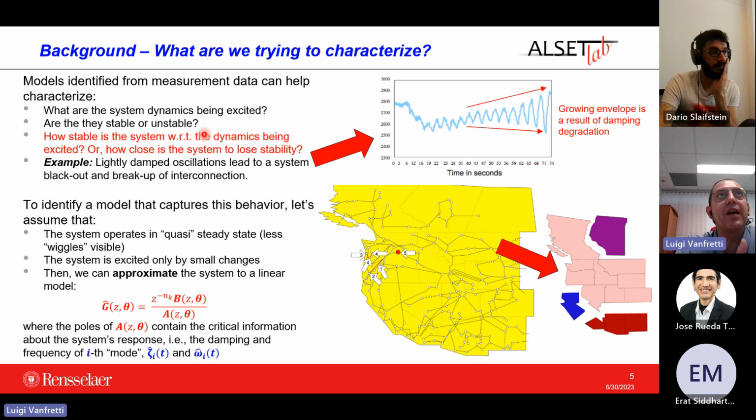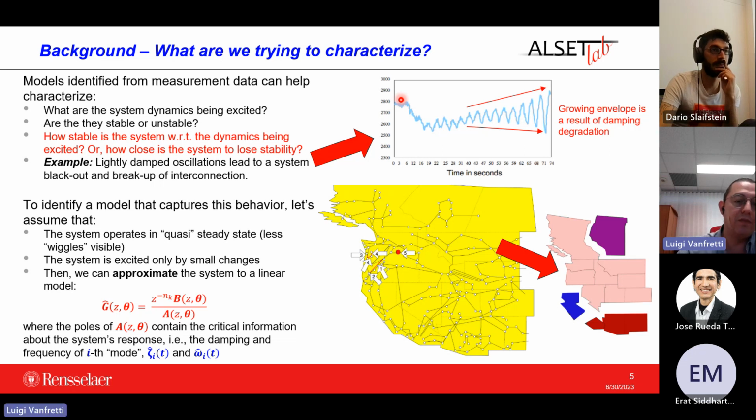To identify the model that captures this kind of behavior, we will assume that the system operates in a quasi-steady state condition. So you see these little wiggles going around right here on top of the data. It looks like noise, but inside of noise, there is information about the system dynamics. We also will assume that the system is only excited by these small changes, so we don't have to wait until there is a big loss of a line to identify the dynamics. We can do it continuously on a rolling basis.